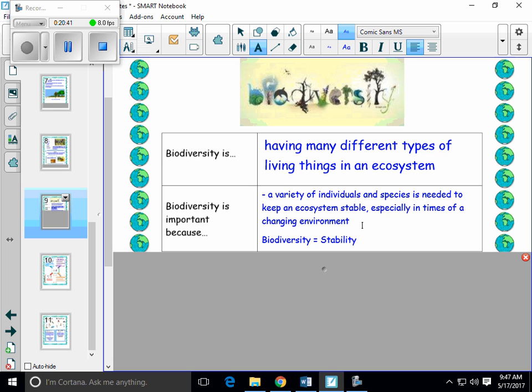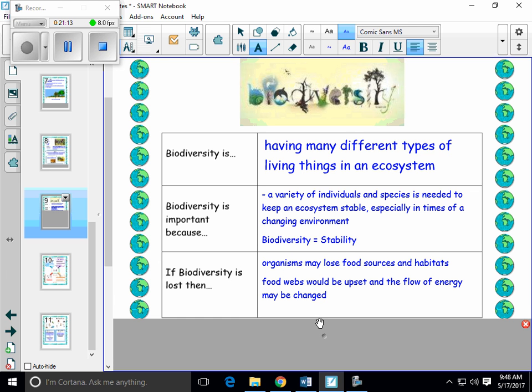especially if that environment is going to start changing, maybe due to severe weather or constant flooding or yearly hurricanes or even a temperature change. The temperature is rising 1 degree every year. Well, then we need lots of different types of living things so that some can survive that change. Remember that biodiversity means stability. So where we have lots of different living things, we have a stable environment.